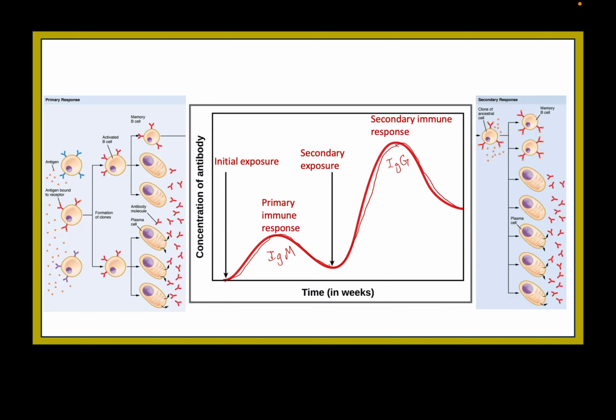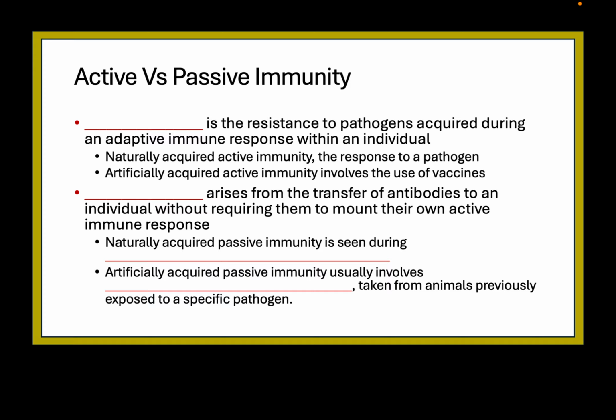So that the second response, you'll notice the distance from here to here is much shorter than from here to here, and the height is really, in order to get to this same response, you only need to go a short distance. So this means that it's going to be faster and stronger than the primary response. Now we can take advantage of that in a number of ways. Let's talk about active versus passive immunity first, though.